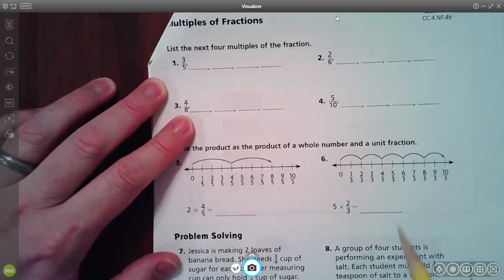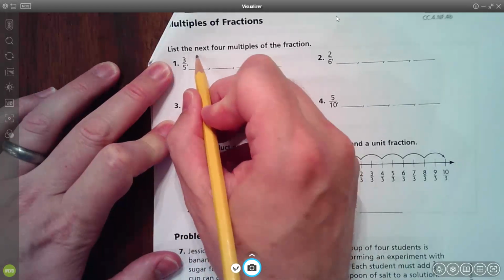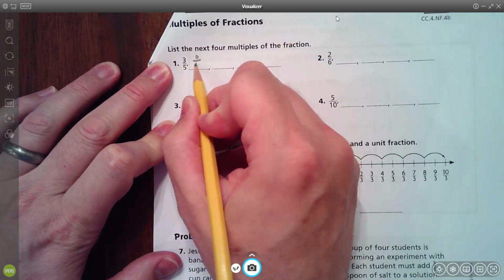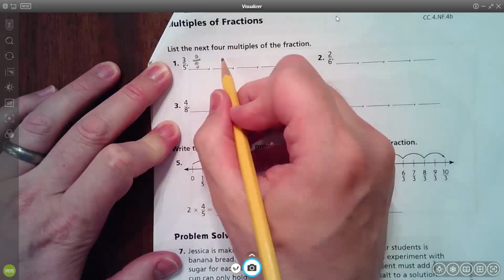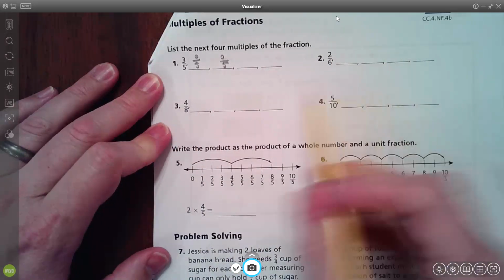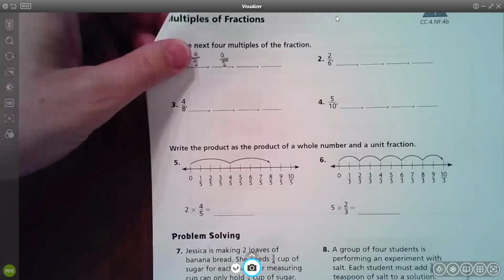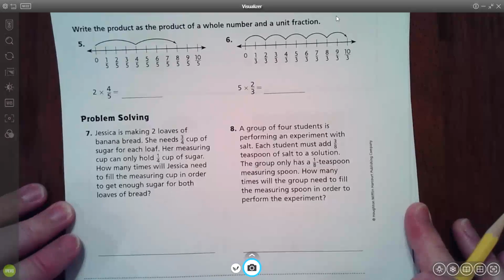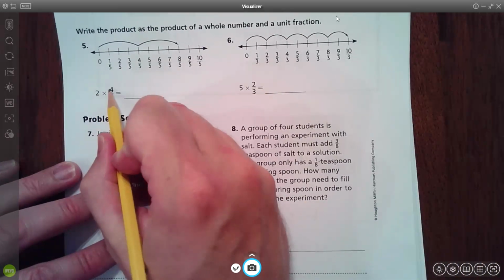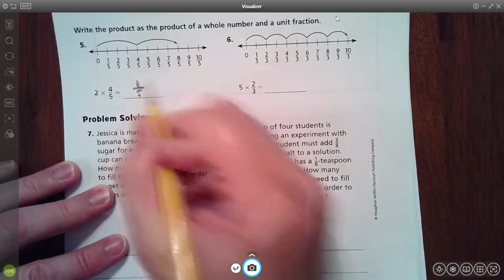Next, 4 multiples. Again, counting by that top number, 3/5. The next one's going to be 6/5, and then 3, 6, 9/5. You get the picture. Counting by 2s, 2, 4, 6. Counting by 4s, 4, 8, 12. Counting by 5s, 5, 10, 15. All right, and then down to here, back to where we found out the easy way. Big number times the top number. 2 times 4, 8/5. Same there.